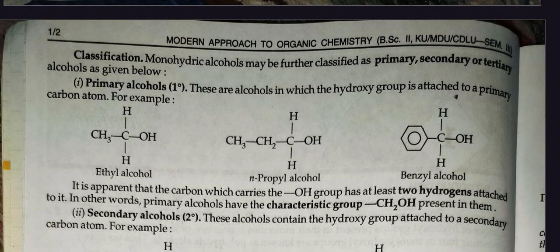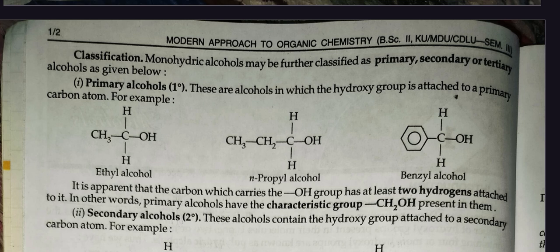Classification of alcohols. Monohydric alcohols may be further classified as primary, secondary, and tertiary alcohols as given below. First is primary alcohol. These are the alcohols in which the hydroxyl group is attached to a primary carbon atom. For example, ethyl alcohol, propyl alcohol, benzyl alcohol. It is apparent that the carbon which carries the OH group has at least two hydrogen atoms attached to it. In other words, primary alcohols have the characteristic group CH2OH present in them.